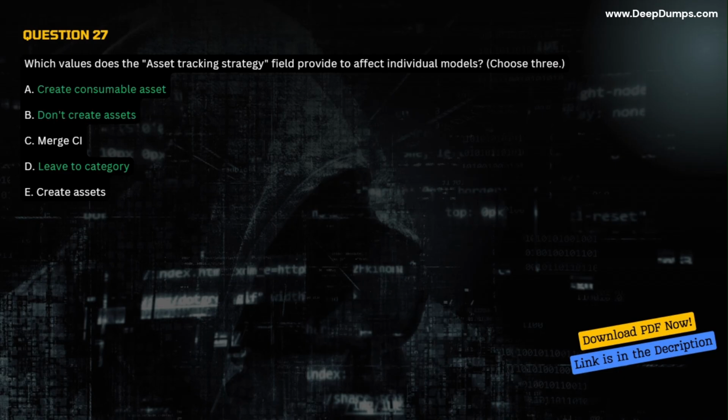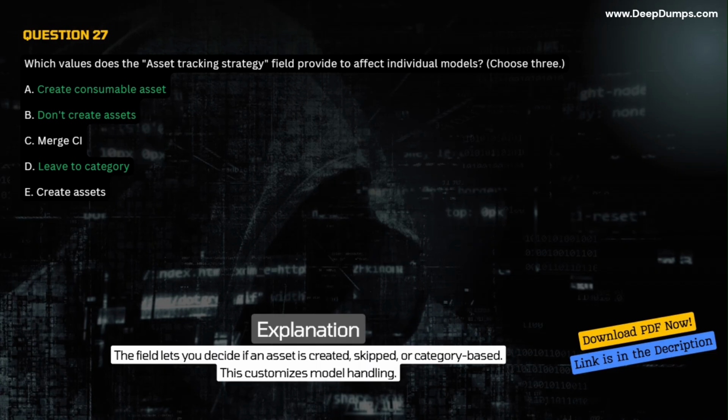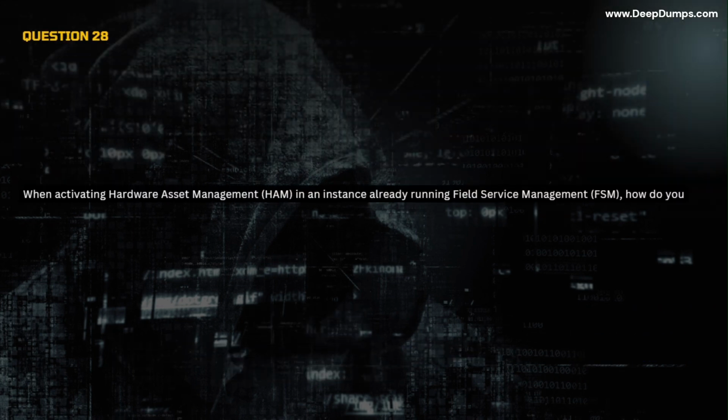Create consumable asset. Don't create assets. Leave to category. Explanation. The field lets you decide if an asset is created, skipped, or category-based. This customizes model handling.